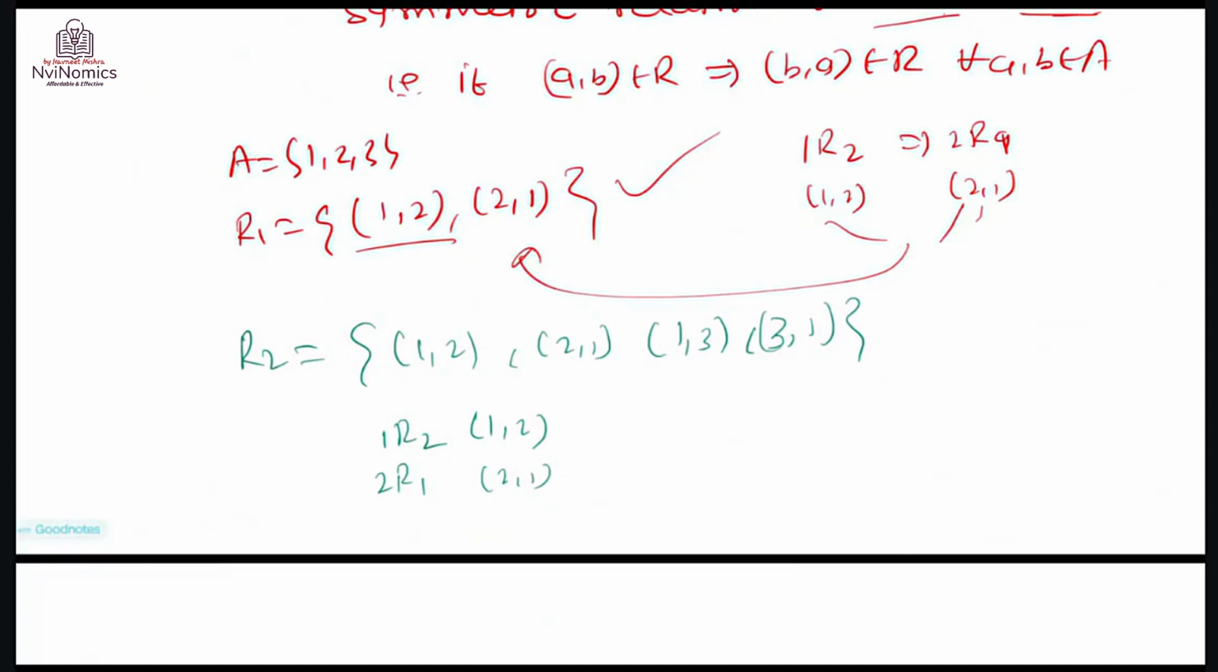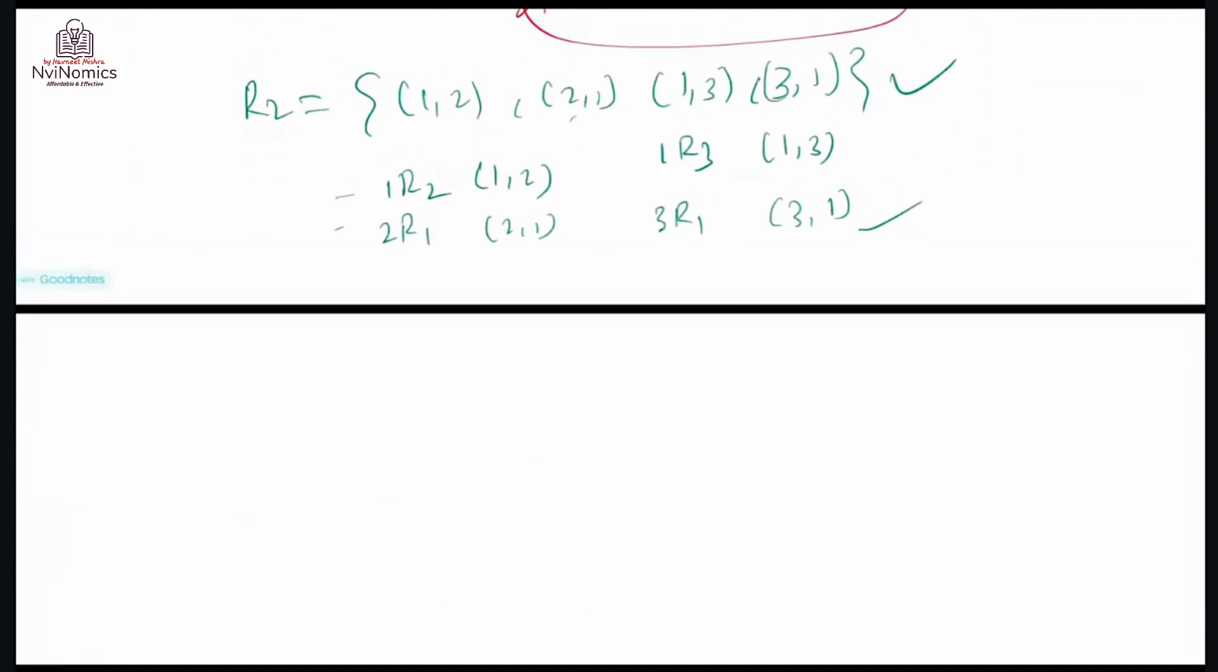Now, similarly, if you consider (2,1), we'll get this one, so we'll not check this element again. Now 1 is related to 3. Then 3 should also be related to 1. It means (1,3) is in R2, then (3,1) should be in R2. Okay, it is there, so it is symmetric.